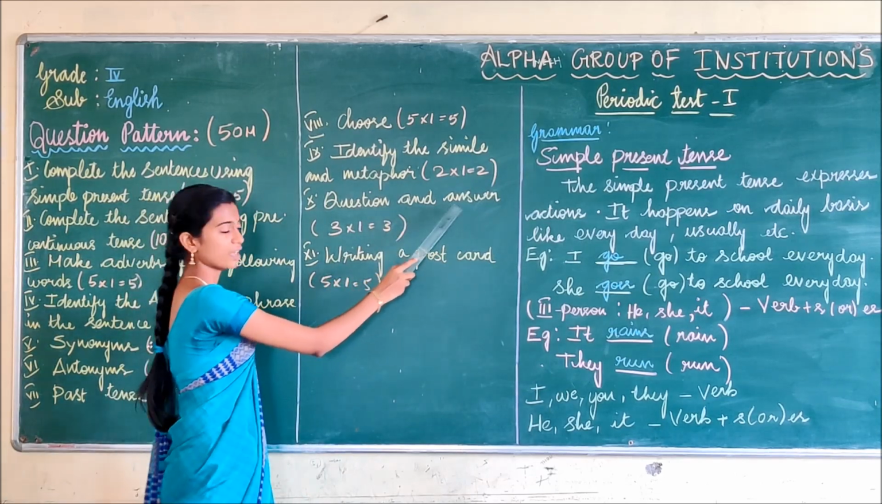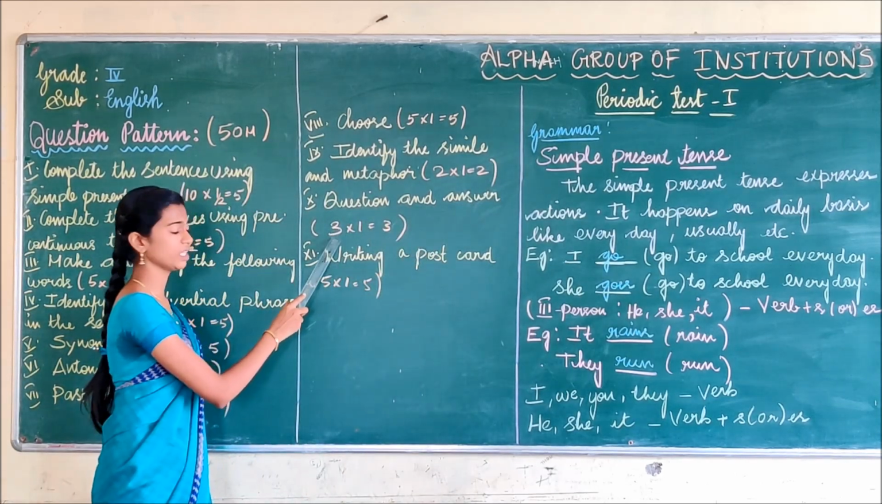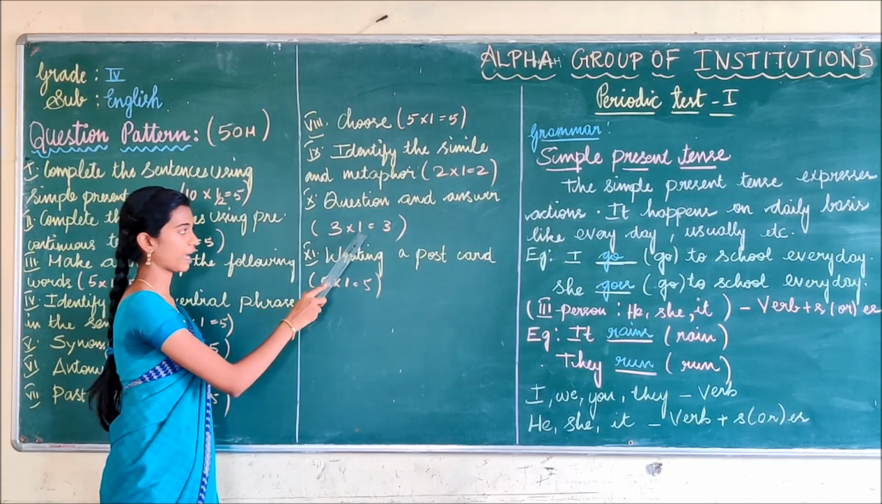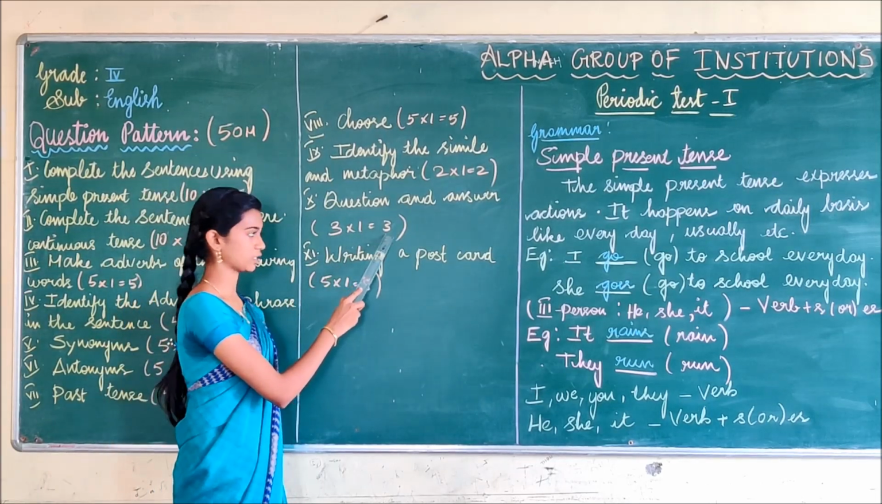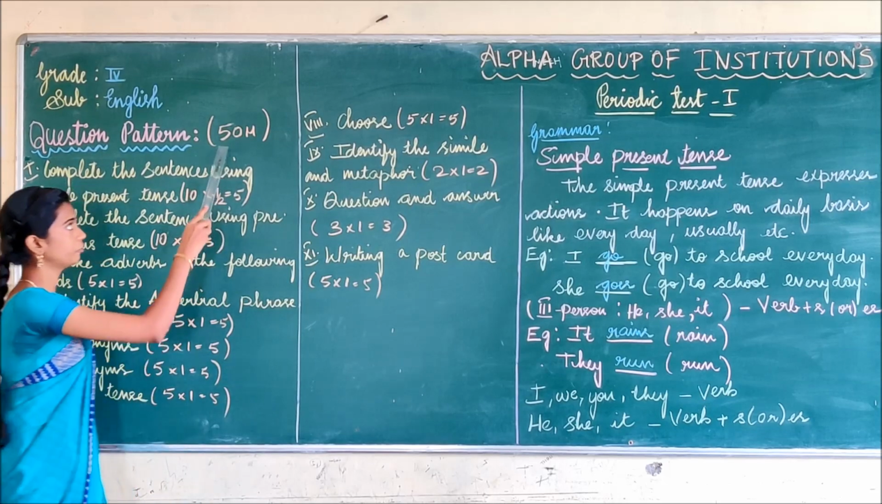At last, question and answer. So there will be 3 questions. Each question carries 1 mark, totally 3 marks. So you have to write for 15 marks.